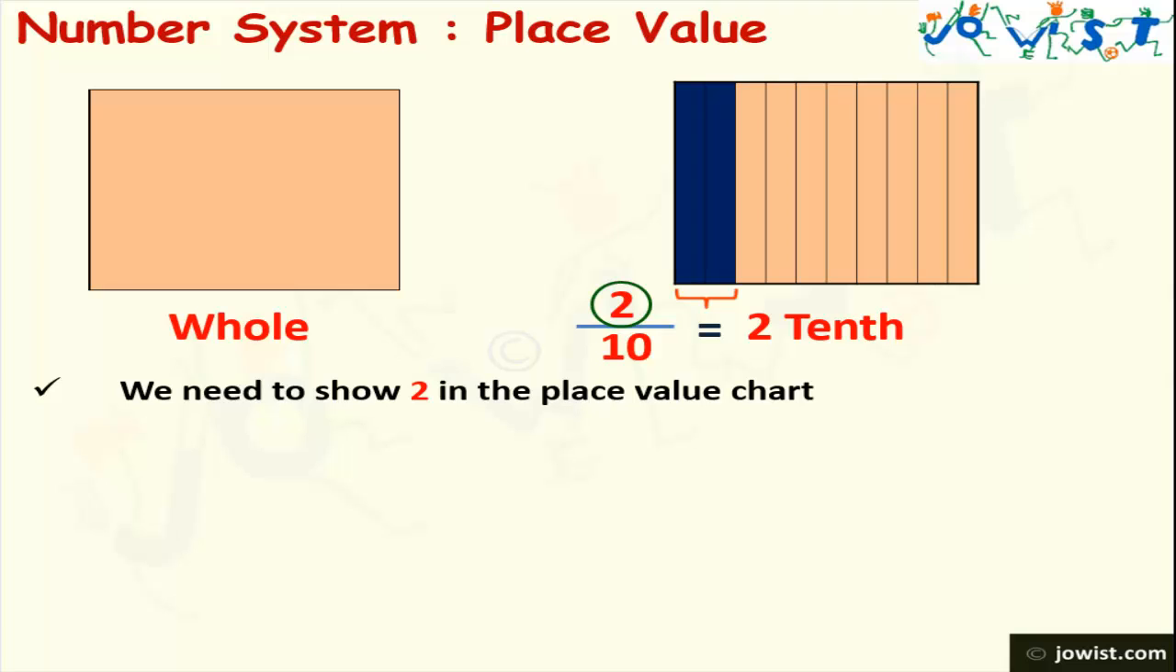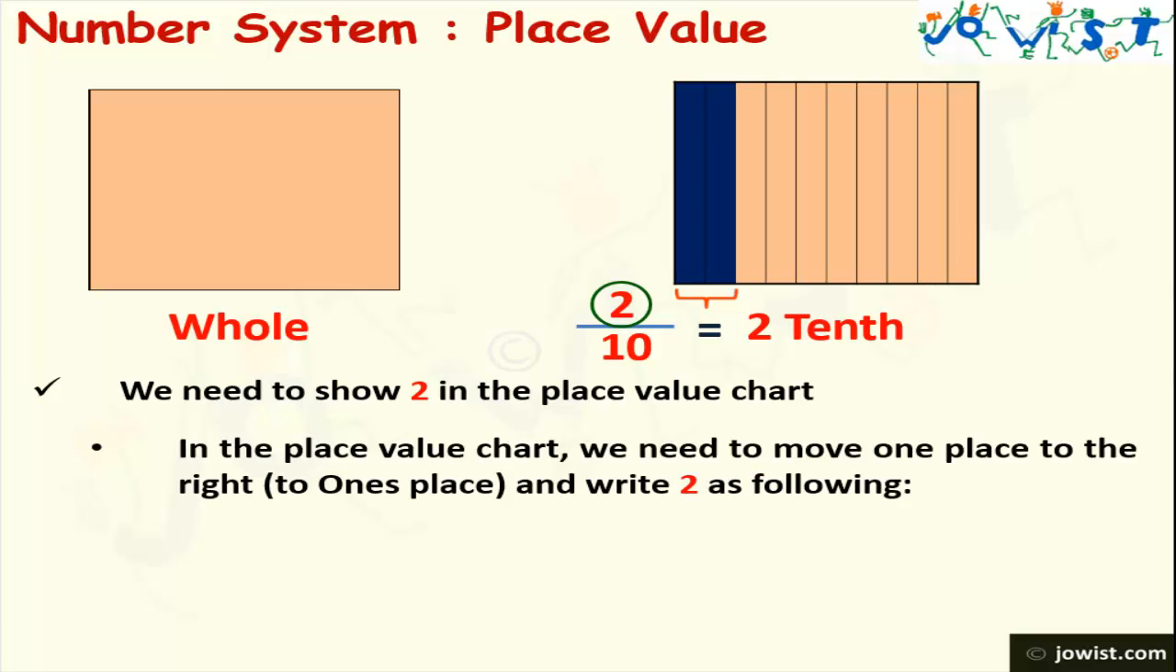Let's understand the value of 2 in the place value chart. Here we need to move 2 one position right to the ones place. And it can be written as 0 ones and 2/10.